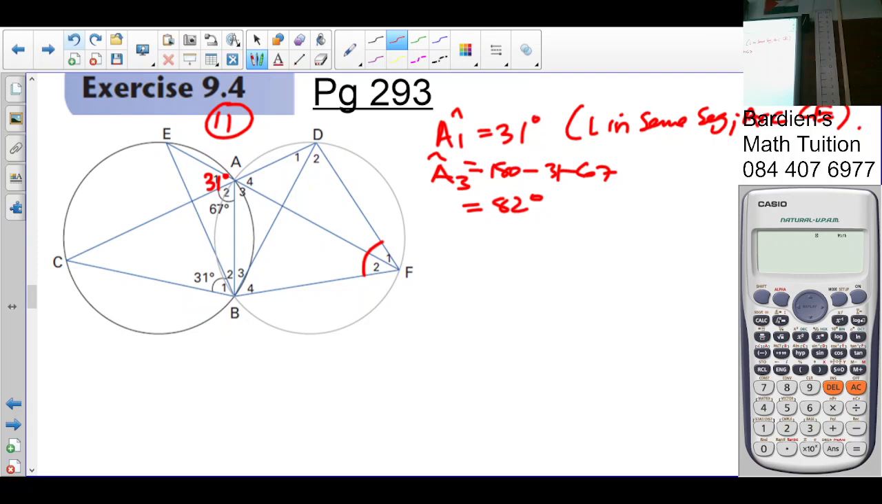Okay, so that is 82. Sorry about that. The straight line. So that's 82 degrees. Now what? A4. A4 is equal to what? 31 degrees. Why? Vertically opposite. A4 is equal to 31.